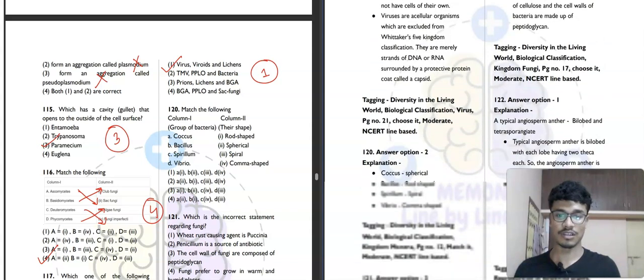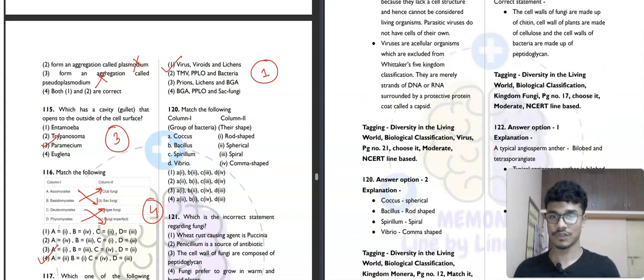Now we will move to the next question, that is question number 120. What it is saying is match column first with column second. A group of bacteria is given and you need to match them with their shape. Coccus. What do you mean by coccus? Coccus are spherical. Bacillus means the rod-shaped bacteria. Then Spirillum. The name also suggests that it is spiral in shape. Then Vibrio. Vibrio is comma shaped. So let's see this. A is second, then B is first, and then C is third here. So the second option will be your correct answer for this question.